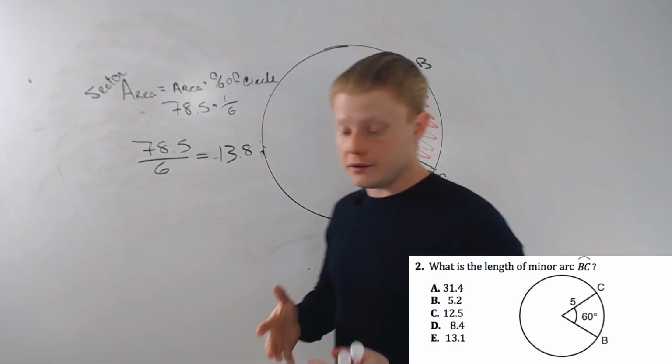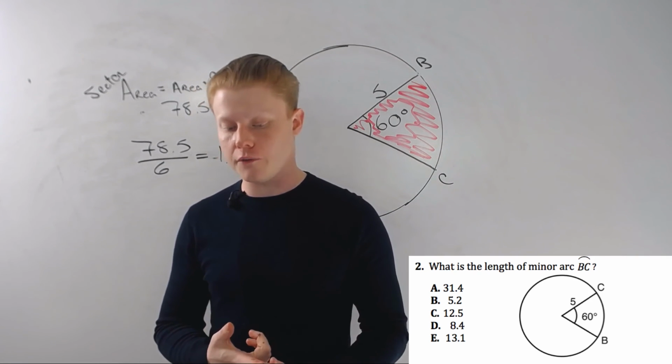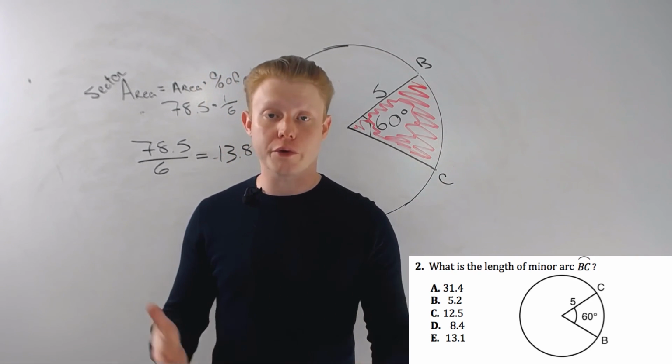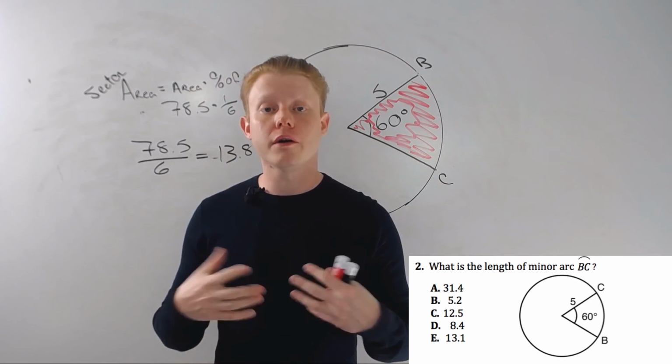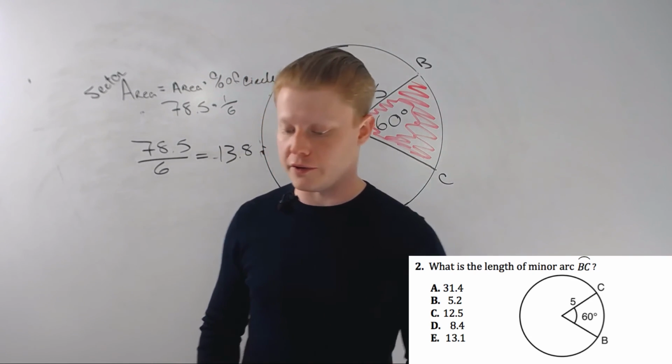So again, it's portion times whatever you're looking for. If it's arc length, it's going to be circumference. If it's sector area, it's going to be area. Keep it simple. Keep it with what works. Recognize the context, and you'll do just fine on these.